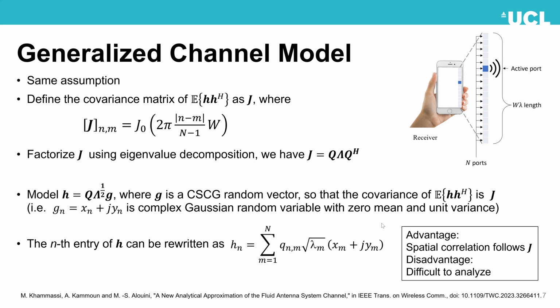The advantage of this channel model is that the spatial correlation follows the Jakes' assumption, that is J, right? But it's very difficult to analyze the performance of FAST using this model because, as you can see in this expression, all the random variables are now coupled together.